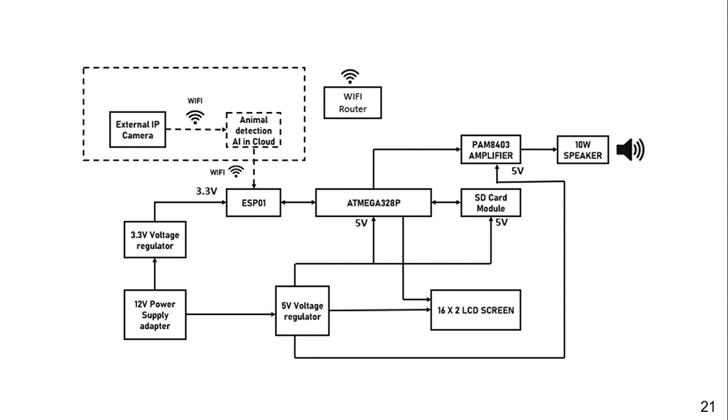Atmega 328P checks which animal has been identified, and the SD card module will be storing the audio related to various animals. The Atmega 328P requests audio from the SD card module with respect to the identified animal. It receives the audio related to that animal from the SD card module, and it gives the audio signal to the amplifier, which will be amplifying the signal and giving it to the 10 watt speaker. After that, it is played from the 10 watt speaker and deters the animal away.